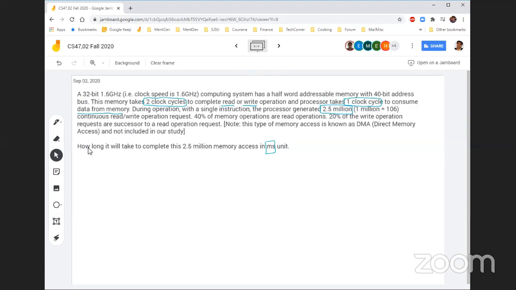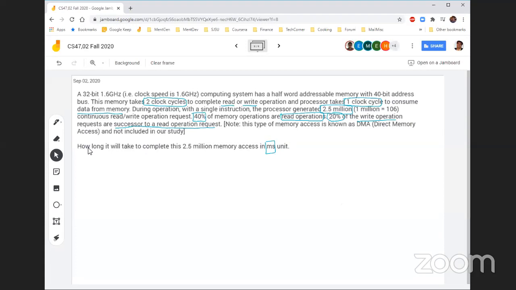40% are read operations, and 20% of the write operations are successors to a read operation request. That means whatever number of write operations there are, 20% of them are a back-to-back read-to-write scenario, and in those scenarios we need to consider this 1 extra clock cycle. So now let's solve that problem.